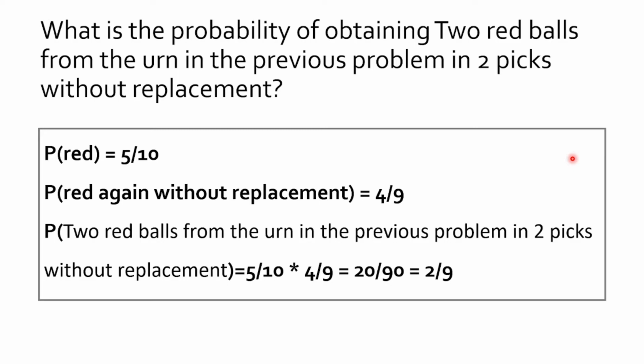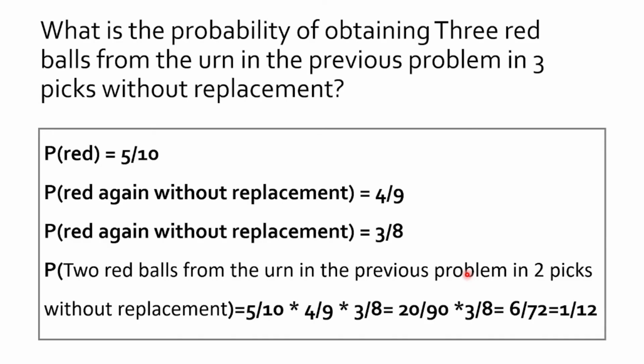What is the probability of obtaining 2 red balls from the urn in the previous problem in 2 picks without replacement? P of red is 5 by 10. P of red again without replacement is 4 by 9, because one ball's gone and you have already picked a red ball. So the probability of 2 red balls in 2 picks without replacement is 5 by 10 times 4 by 9, which is 20 by 90, equal to 2 by 9.